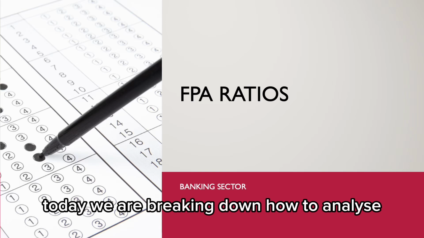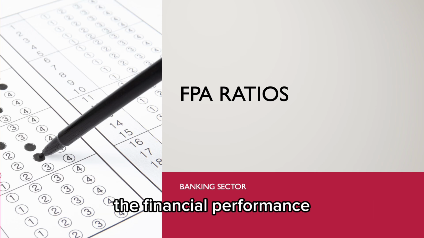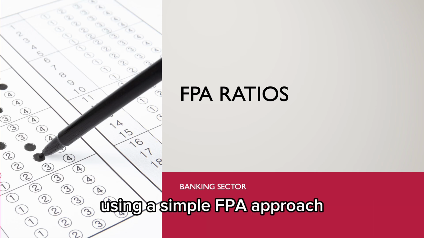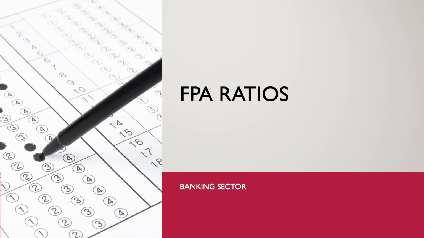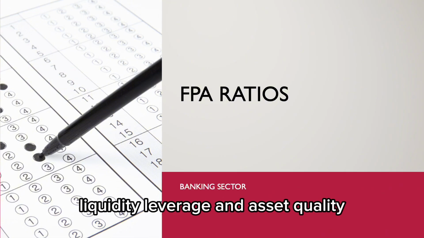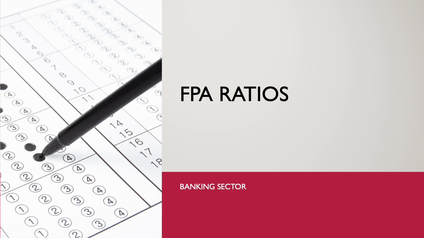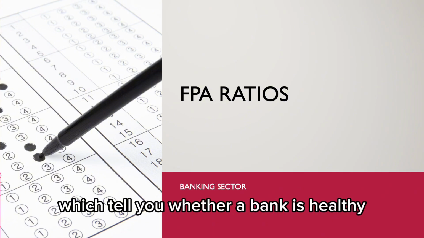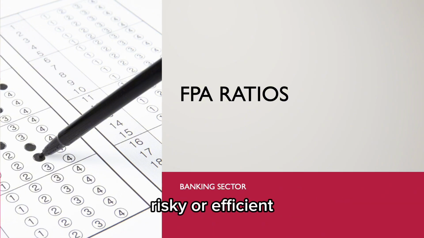Today we are breaking down how to analyze the financial performance of banks using a simple FP&A approach. We'll look at profitability, efficiency, liquidity, leverage, and asset quality, which are the core ratios that tell you whether a bank is healthy, risky, or efficient. Let's get started.